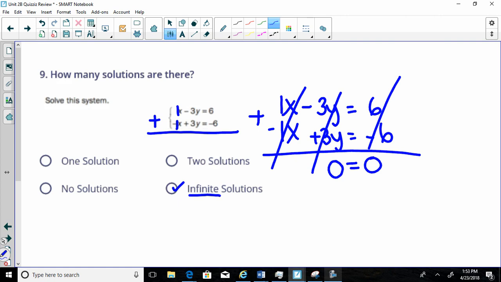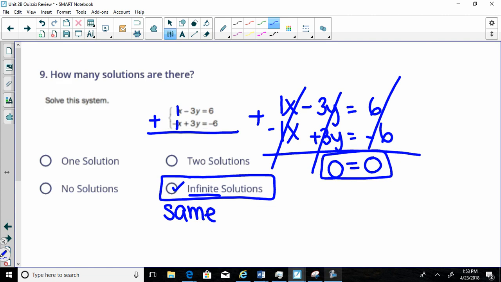No solutions. So 0. And what type of lines are no solutions? Parallel lines. That means they're never going to touch. So solutions means how many times they touch. If they're parallel, they have the same slope, different y-intercept. It just means they're never going to touch. So there's no solution. Does that make sense? Okay.